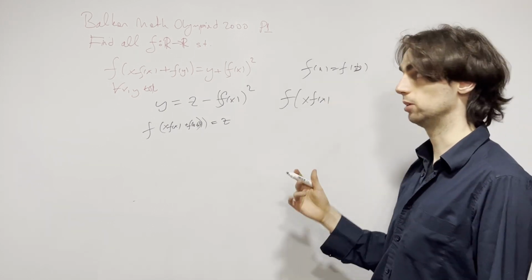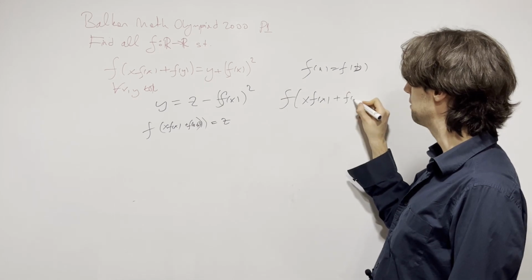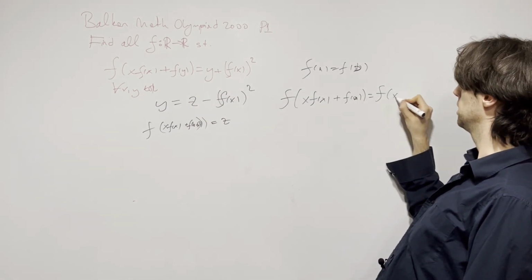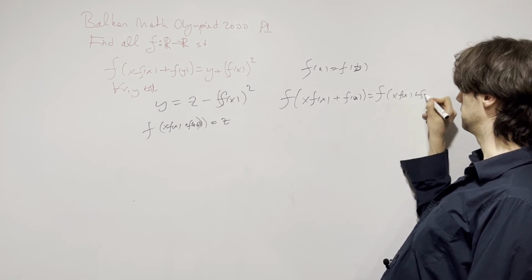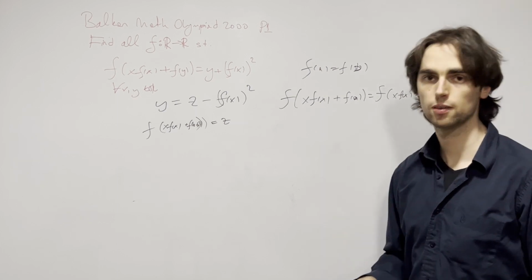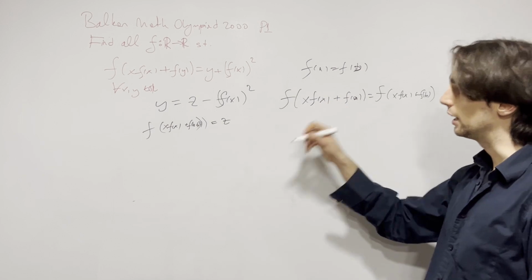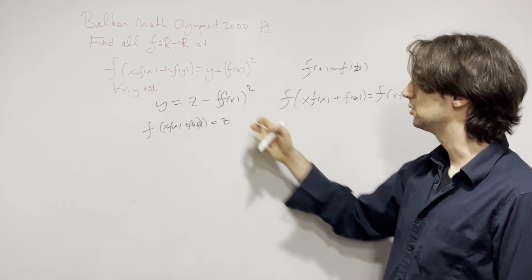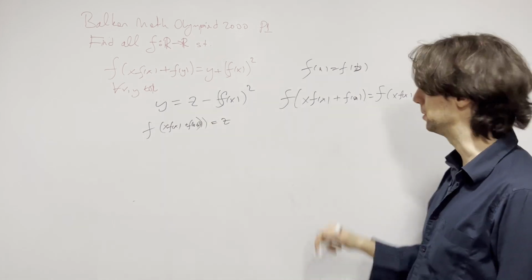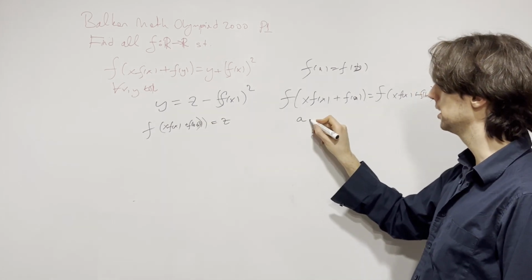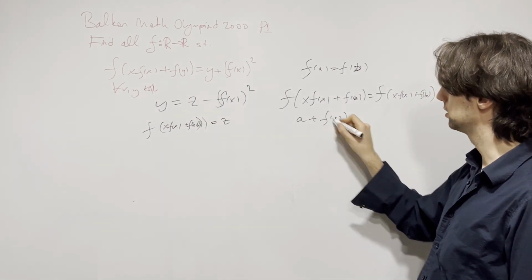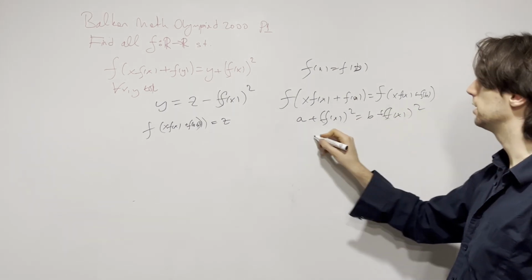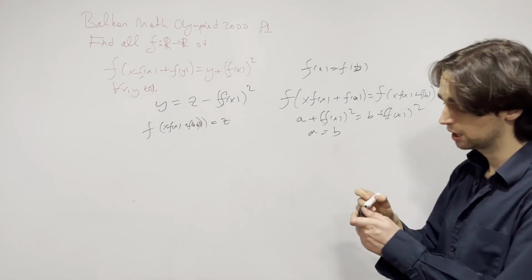F of x plus f of a is then going to be equal to f of x plus f of b, right? And why did I add this? Well, to have this on both sides. In other words, to have a equal b on both sides. I'm going to now have a plus f of x squared is then equal to b plus f of x squared. In other words, a is equal to b.